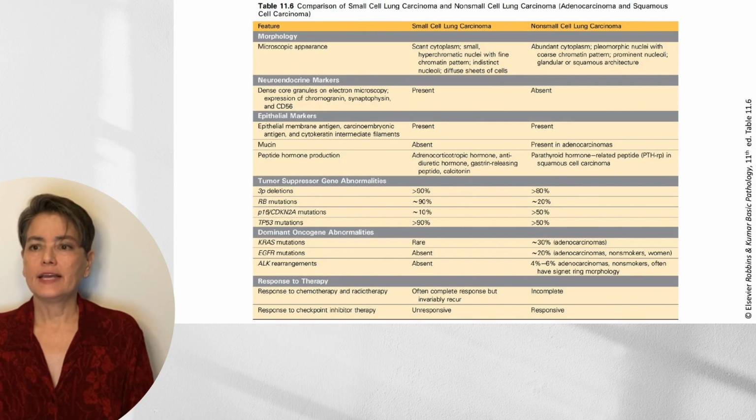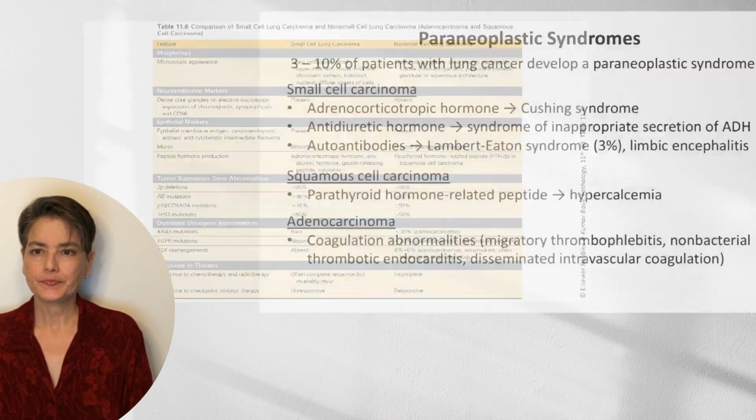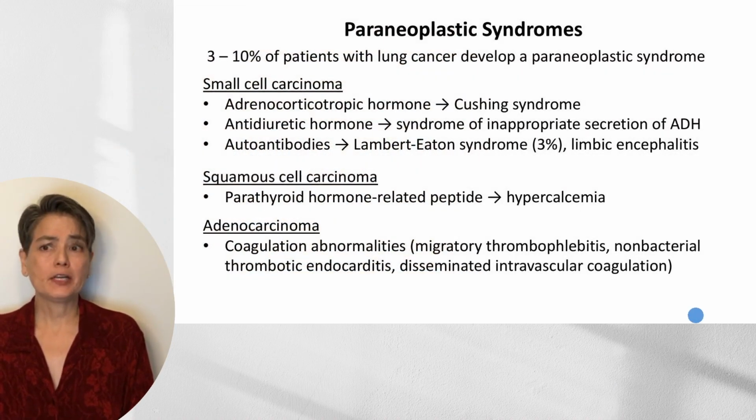This is a table from Robbins and Kumar Basic Pathology that I think is a useful overview and review as you study lung cancer. This divides it again into our small cell versus non-small cell, but further specifies here particular lesions associated with, for example, squamous cell carcinoma or adenocarcinoma. So this brings us now to the paraneoplastic syndromes. So about 3 to 10% of patients with lung cancer will develop a paraneoplastic syndrome.